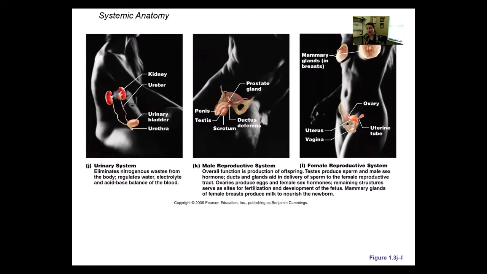And finally, the reproductive system. Of course, the primary function of the reproductive system is to make gametes, right? So make sperm, make egg, and ultimately, in terms of the female, to sustain a developing embryo through fetus. Okay? But there's a little bit more to it than that.